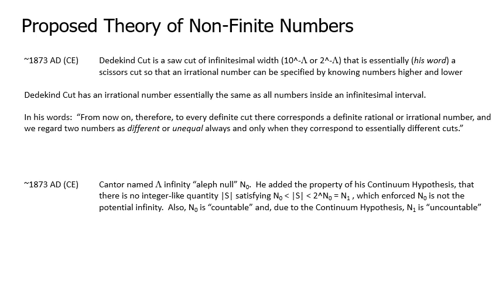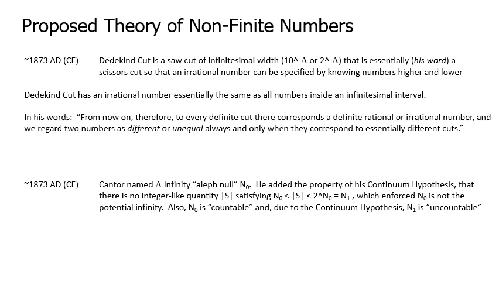Working with Dedekind and building from the Dedekind cut, Cantor further defined the actual infinity, first by giving it a name, Aleph null. Cantor then quantified the interval of the Dedekind cut as the division reciprocal of base 2 to the exponent of negative Aleph null.